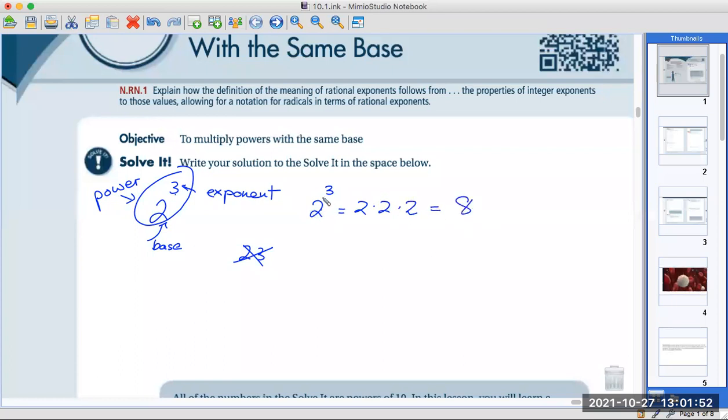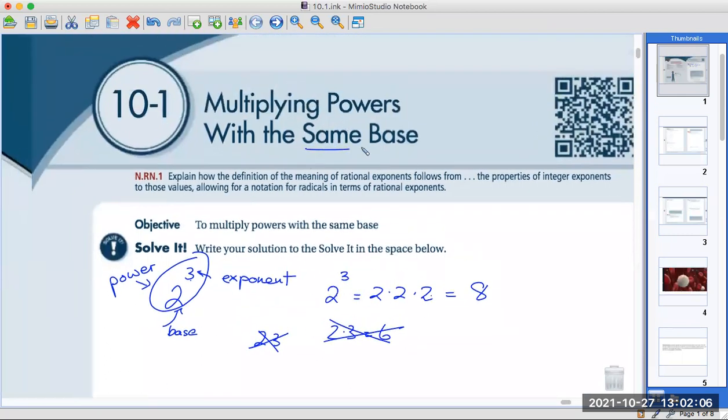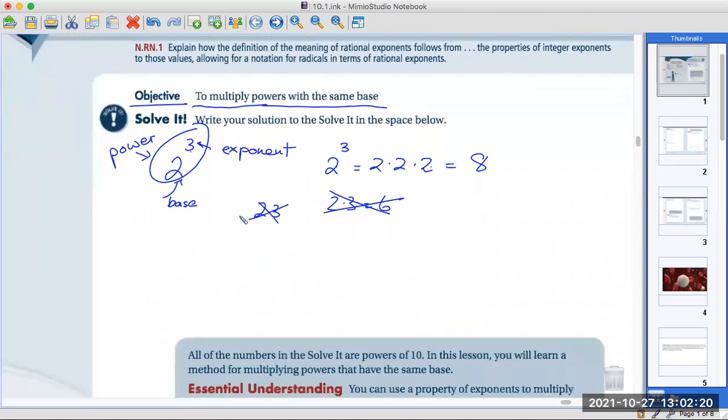So a lot of students want to multiply 2 times 3. That is 6. That's wrong also. Okay, it's the base multiplied together 3 times. So this is what we're looking at, and we're looking at powers with the same base, correct? So the base has to be the same. To multiply powers with the same base is our objective. Multiplying powers with the same base. You usually want to highlight those things. Those are the important parts.